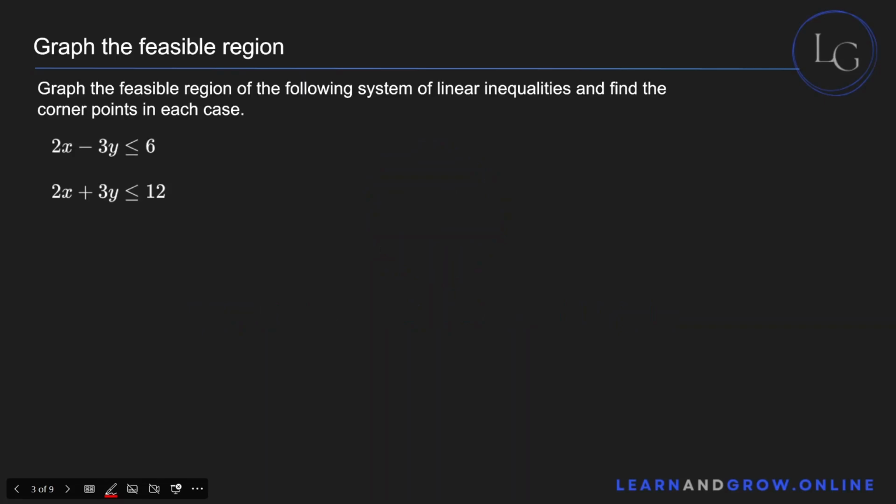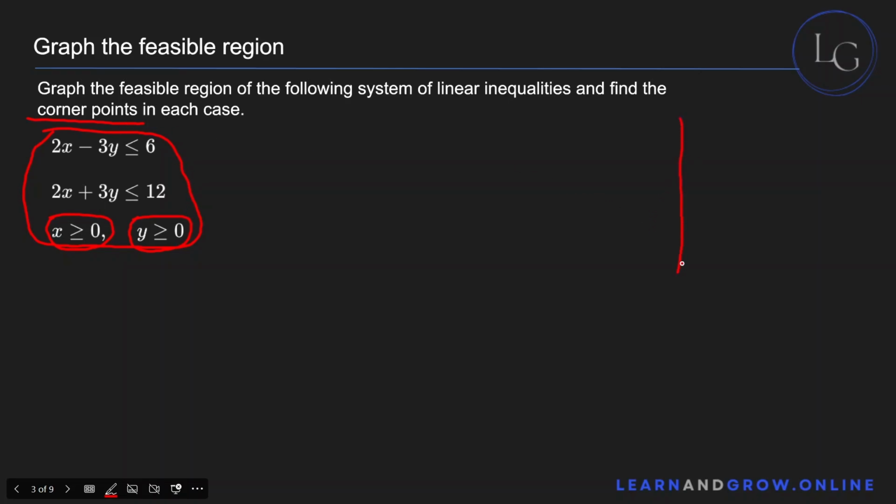Let's graph the feasible region. Now, we have these inequalities, and we have to graph the feasible region by shading, and we also have to find the corner points in each case. Now, these two inequalities, don't be confused. They just define the first quadrant, right? Because the feasible region lies in the first quadrant.